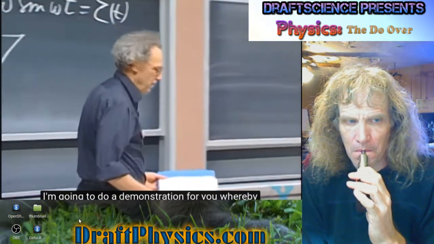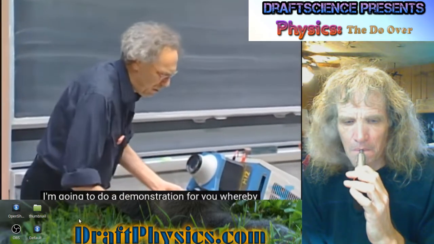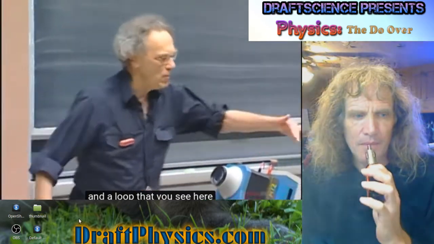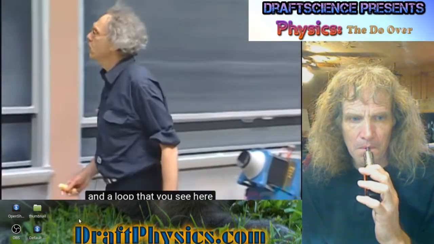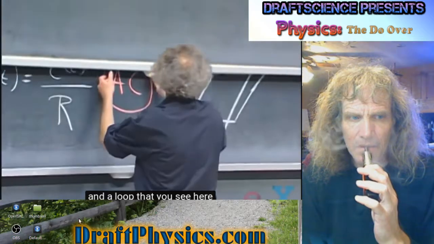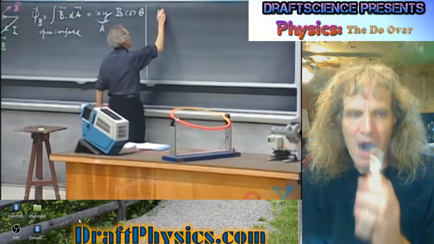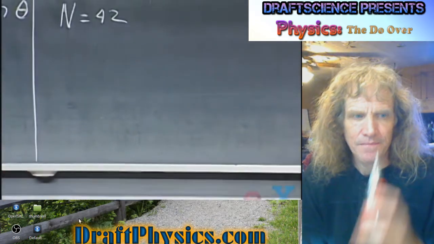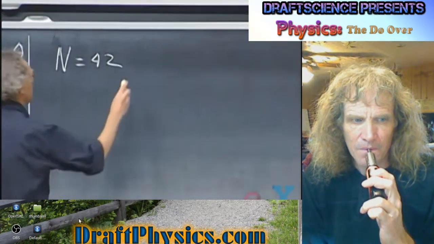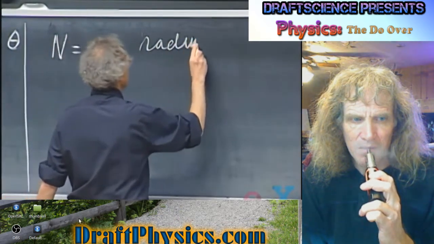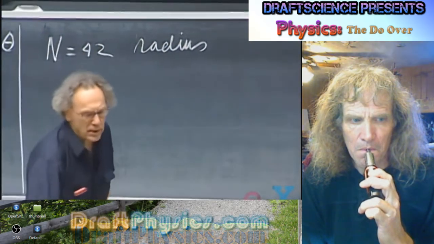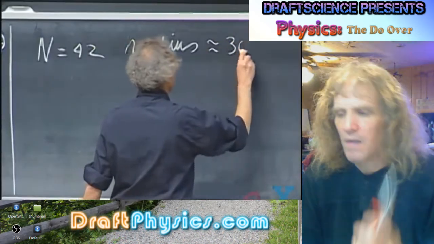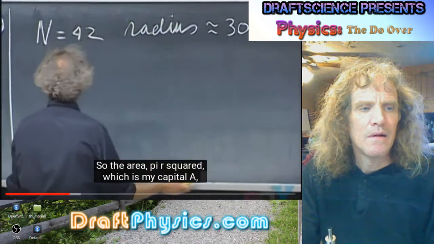I'm going to do a demonstration for you, whereby I'm going to use the Earth's magnetic field and a loop that you see here that has 42 windings. So my capital N is 42. Not just 2 like here, but 42. And it is circular. It has a radius. I think it's about 30 centimeters. Here you have it. It's about 30 centimeters. So the area, pi r squared.